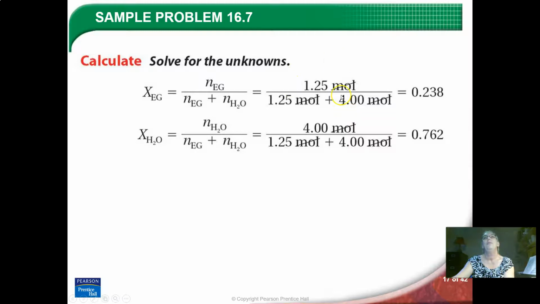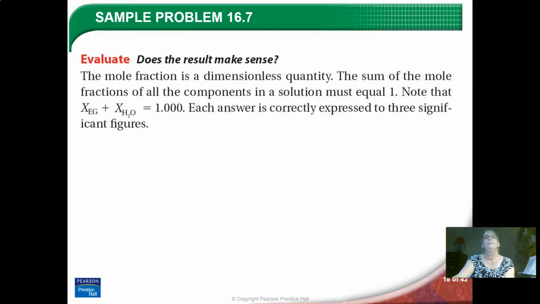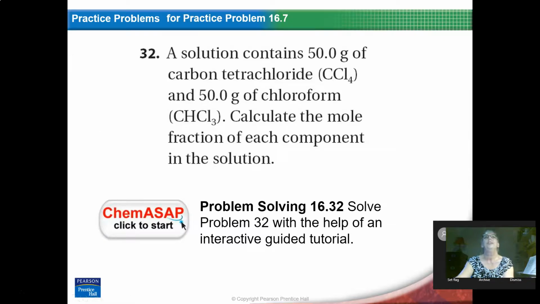And we have 1.25 of the EG, 4 moles of the H2O, and that gives us mole fractions. These mole fractions always have to add up to 1.0. So that's how you can see if you did it correctly. So they always have to equal 1. Here's another one to try.